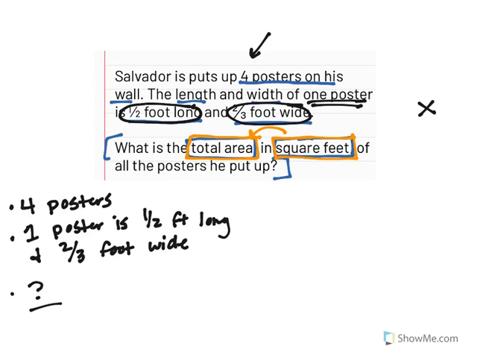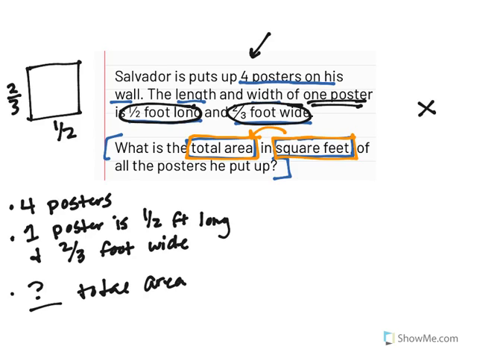We want to know the total area. All right, so I know a poster is 1/2 a foot long and 2/3 of a foot wide, but he has 4 of these posters. The first thing I need to do is solve for the area of just one poster. Then I need to take that amount and multiply it by 4 because he has 4 of those posters. So let's go ahead and work this out.